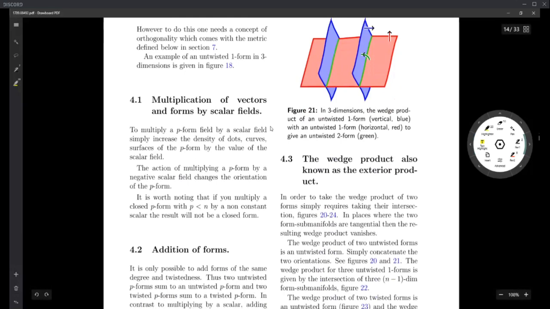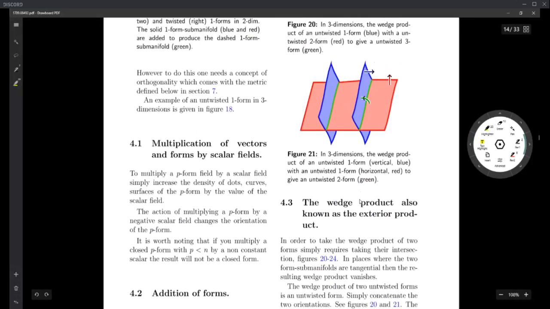So then let's just talk about multiplication of vectors and forms by scalar fields. If you studied 10th grade physics, you would obviously know what happens when you multiply a scalar with a vector field. It's simple. The vector gets multiplied by the scalar quantity. And it's analogous for forms. We have already talked about addition of forms, and now I'd like to talk to you about the wedge product. So what is the wedge product?